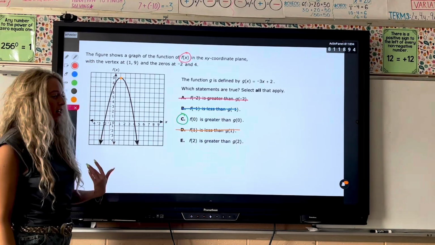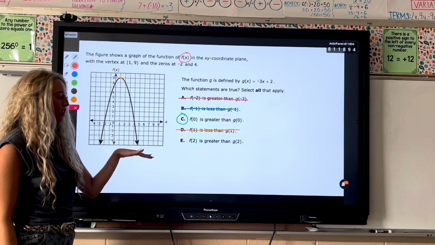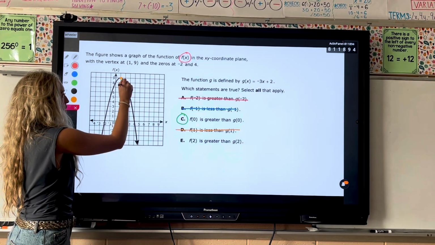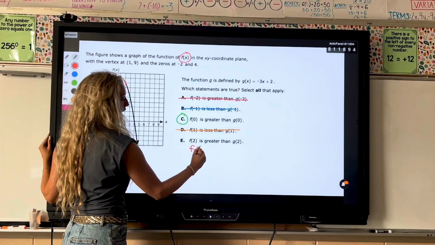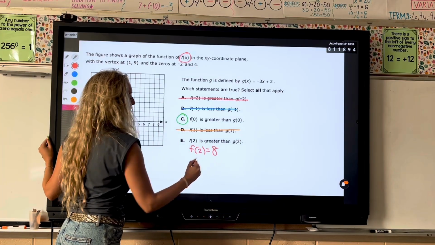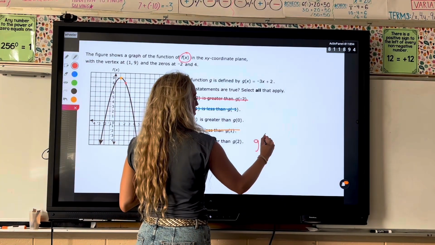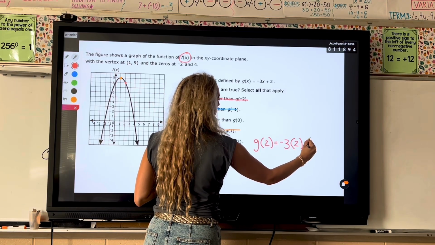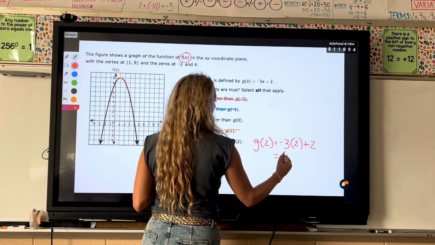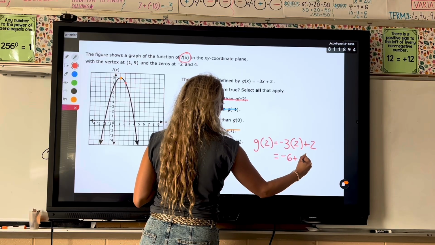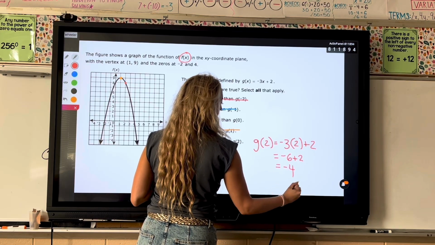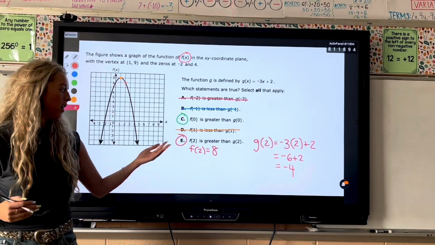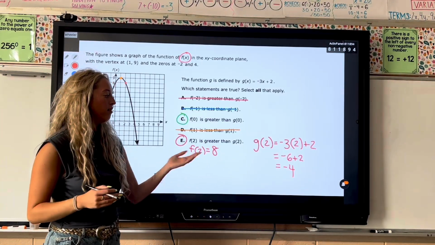Our final option here is E, and it's saying that f of 2 is greater than g of 2. So when I look at f of 2, all the way up here, f of 2 is equal to 8. Now I'm going to solve for g of 2. So I will plug in a 2. -3 times 2 is -6. -6 plus 2 is -4. So E also has to be a correct choice because 8 is greater than -4.